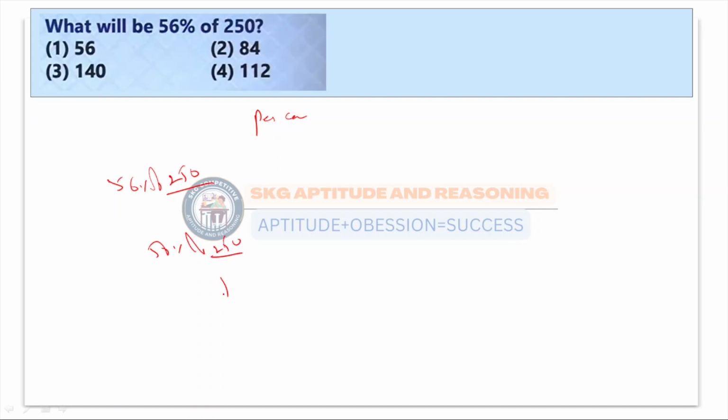50 percent of 250 will be 125. So our answer must be greater than 125. But this is not greater than 125. This is not greater than 125. The only value greater than 125 will be option 3, that is 143.